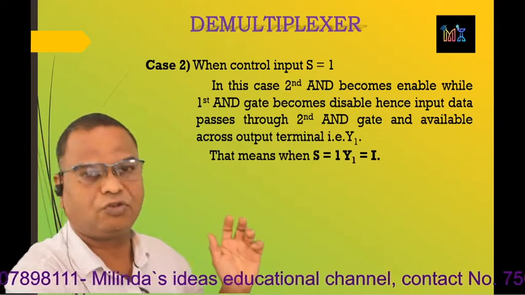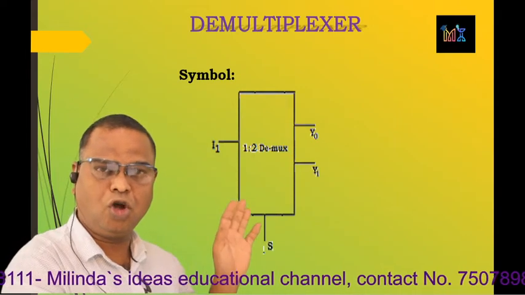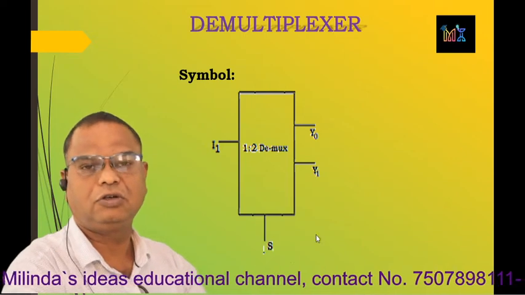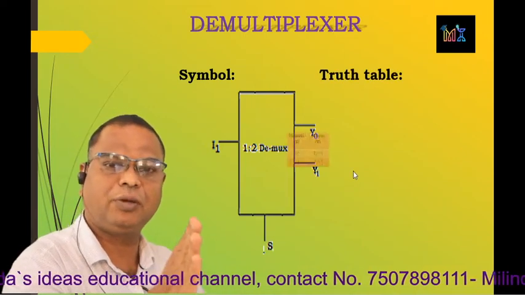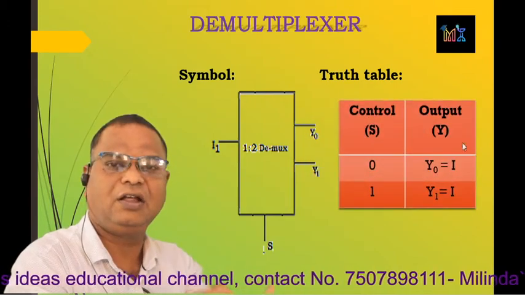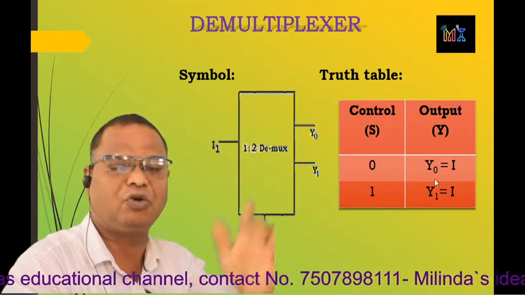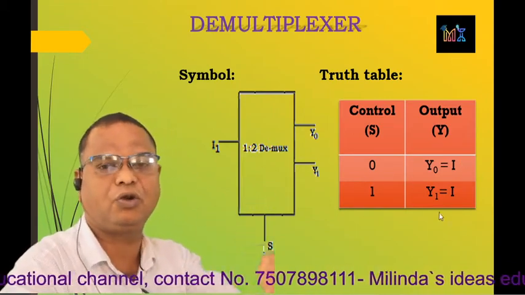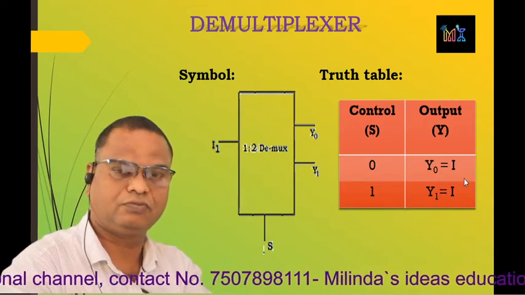The symbol of the 1 to 2 demux is going to be displayed. It has one input, two outputs, that is y0 and y1, and there is one select line. Now the truth table. It has only one control input, so it is S and the outputs. When S is equal to 0, y0 is equal to I, and when S is equal to 1, y1 is equal to I. So that is the 1 to 2 demux.